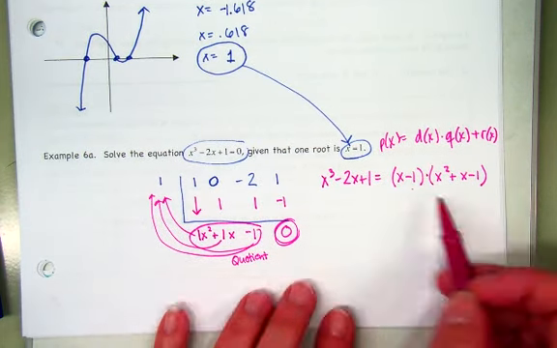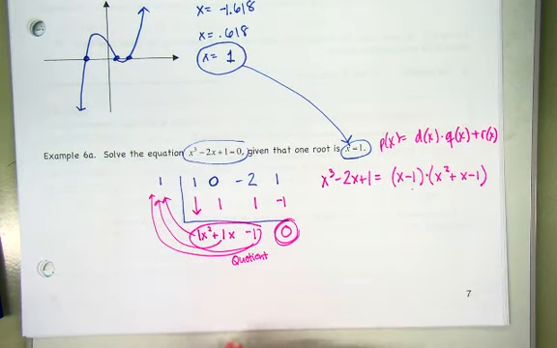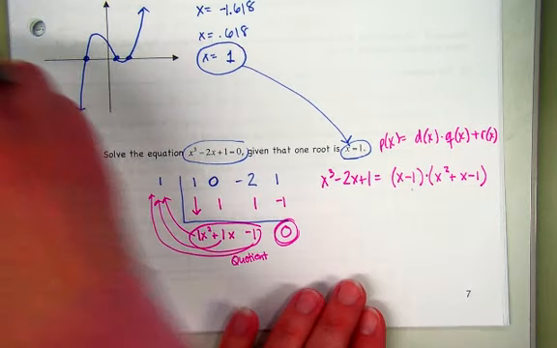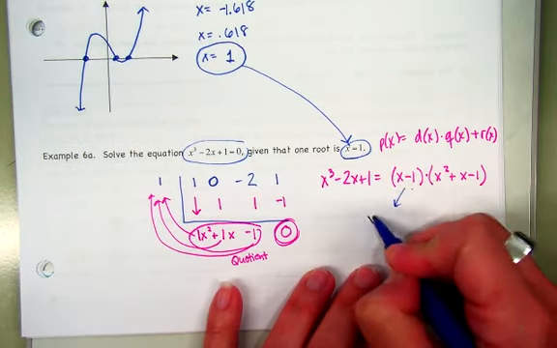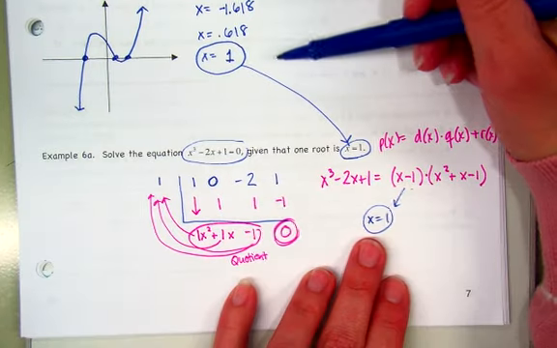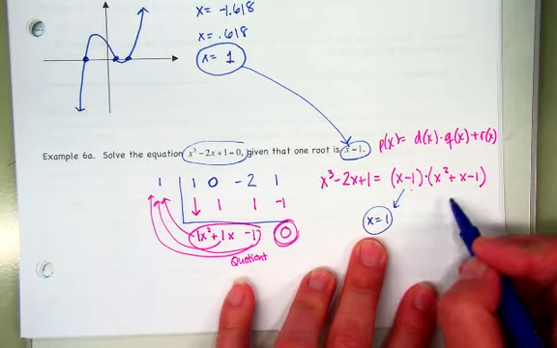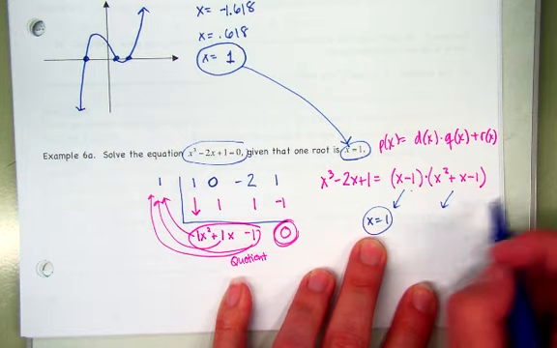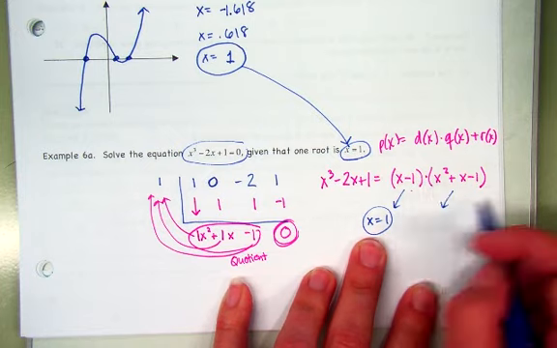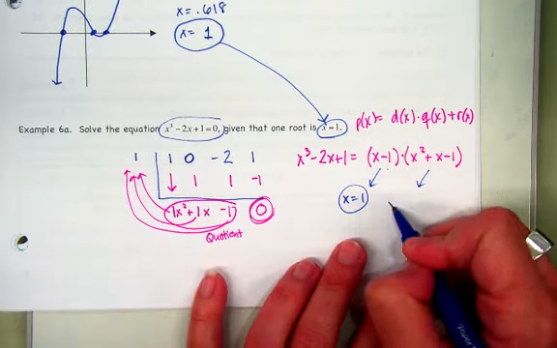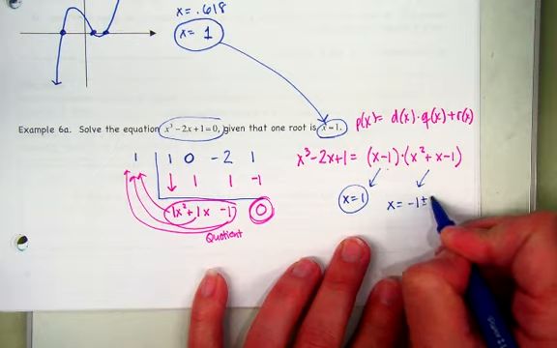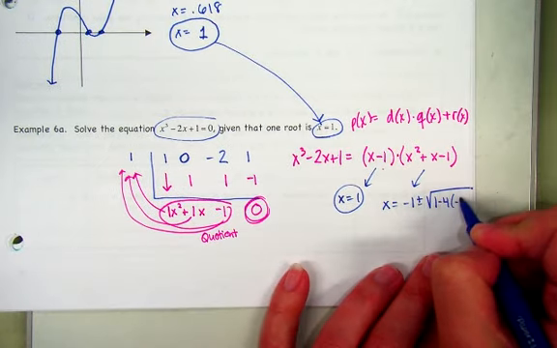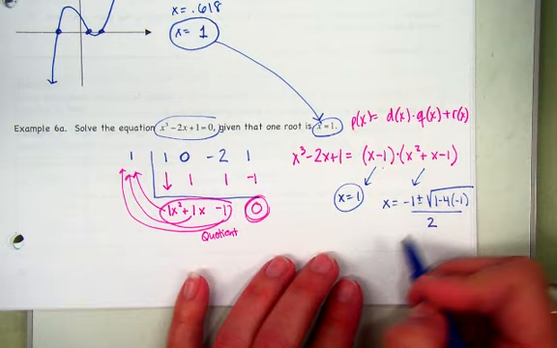Okay, so now I'm like, okay, well, that's great, but what does that help me with? I still want to figure out my other two solutions. So I know one of my solutions was x equals 1. Well, yeah, we already figured that out by the graph. But the other two now, I just need to solve this. Does this factor? No. So what do I have to do to solve it? x equals opposite b plus or minus square root of b squared minus 4ac, all over 2a.